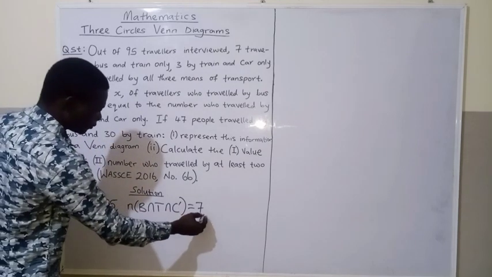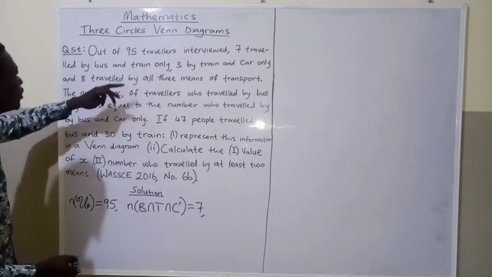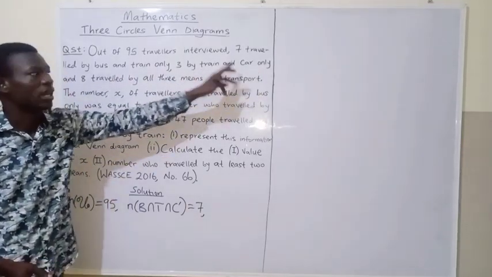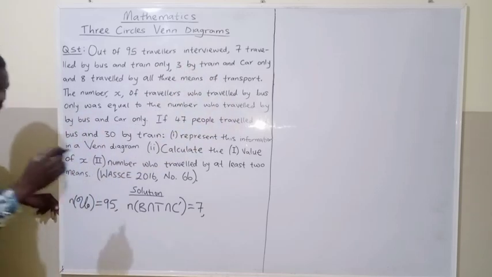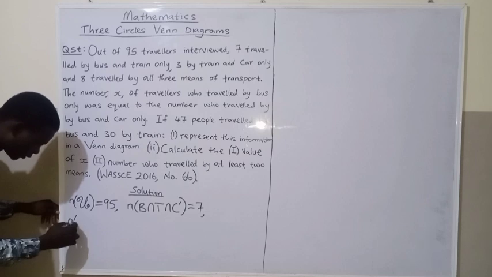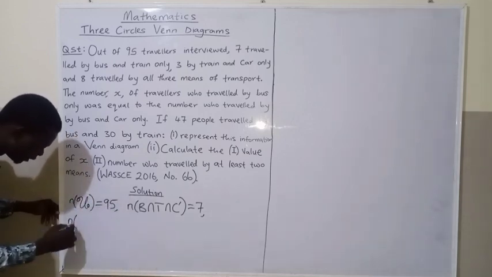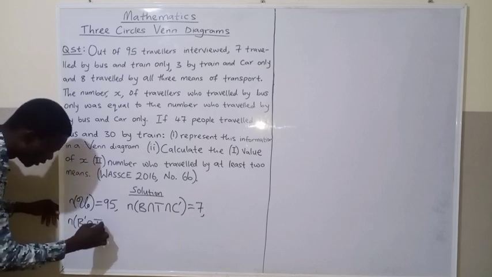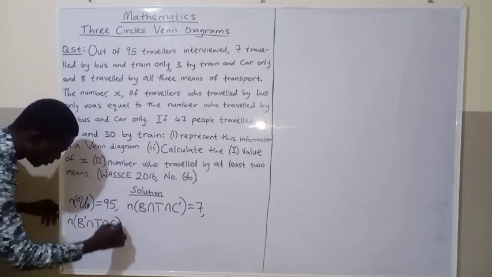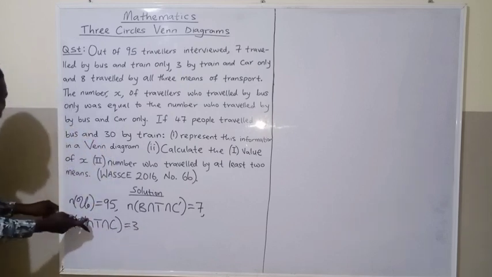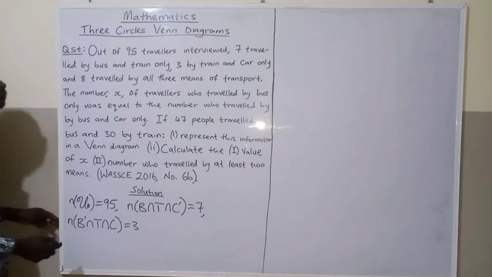That's the representation for that. Then the next one, those that traveled by train and car only. There are 3 of them. So this is the representation for that: the number of travelers who traveled by train and car only. That's going to be bus prime intersection train intersection car. There are 3 of them. These are train and car only, without involving bus. That's why bus is primed.